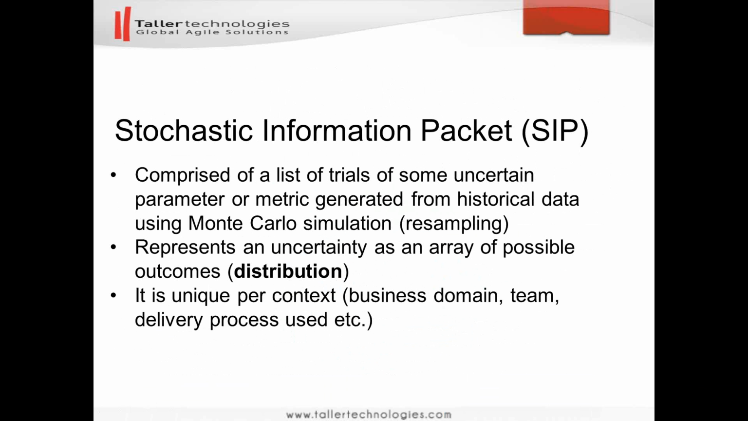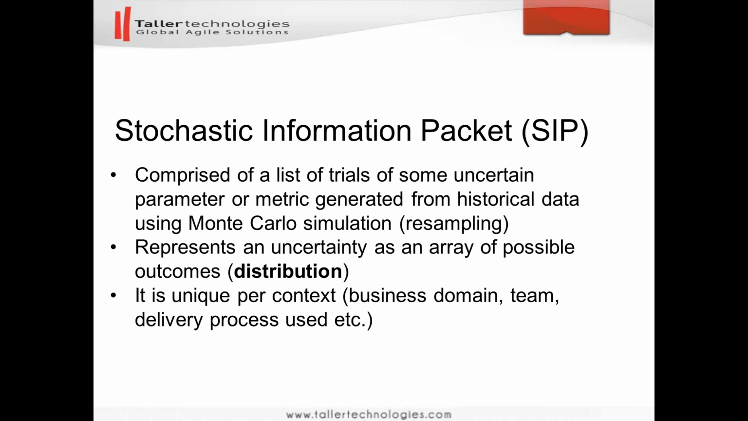Another important component of the approach that I present is the stochastic information package, or SIP, which represents an uncertainty as an array of possible outcomes. So it is a concept from operations research, and actually it is comprised of a list of trials of some uncertain parameter. It represents actually a kind of a footprint for a specific process. Every SIP or stochastic information packet is unique. We cannot compare one development system's historical delivery data with data from another system.